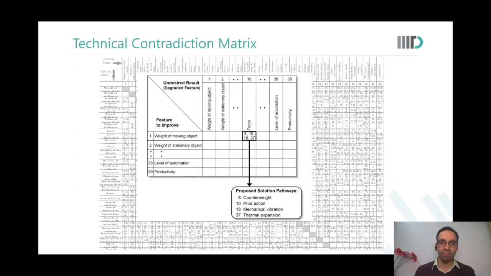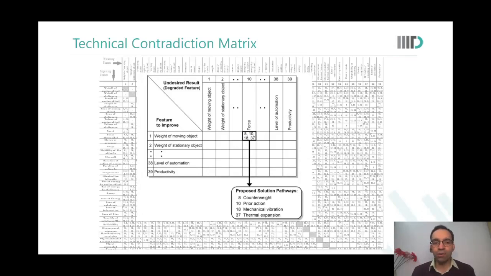a matrix lookup, which appears something like this. And in this lookup table, in every box, he put in some inventive principles which were most commonly used to solve this kind of a problem. For example, if we wanted to improve the weight of the moving object, but as a result the force that needed to be applied degraded, then what kind of inventive principles were used to solve them? And he gave four of them in that box.